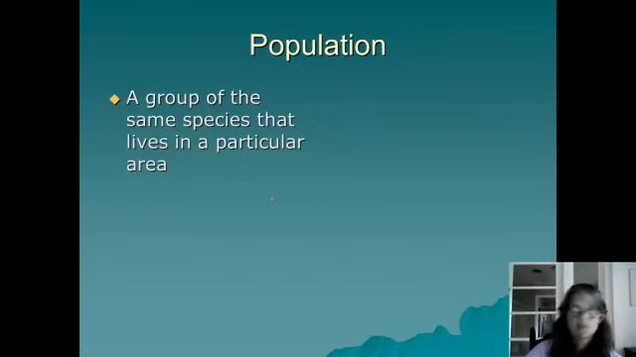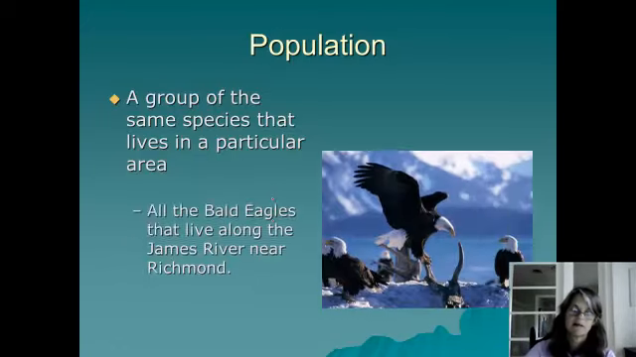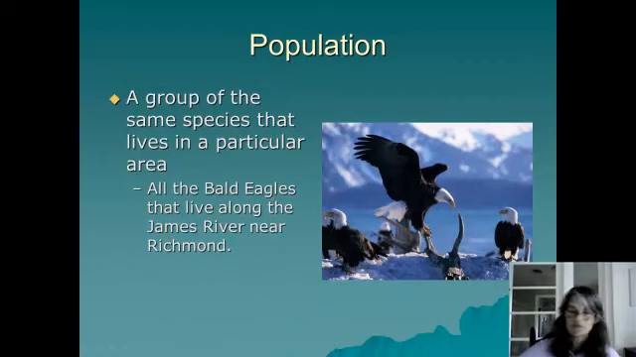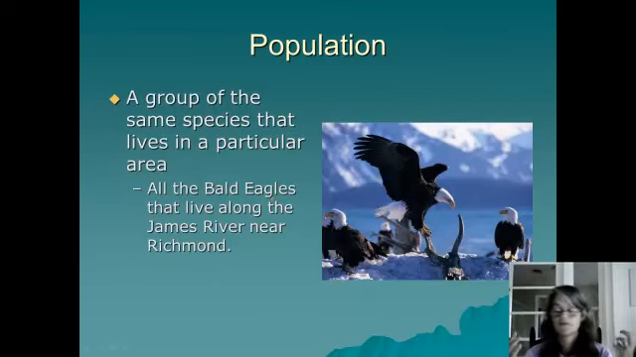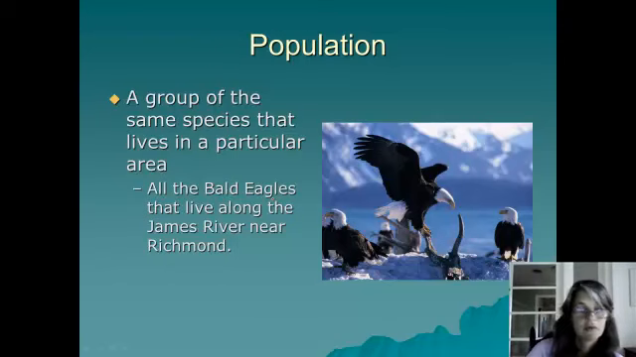Now, a population is a group of the same species that lives in a particular area. So, all the bald eagles that live along the James River near Richmond might be a population of bald eagles, and they would interact with each other, compete with each other for food and nesting sites, interact with each other for breeding purposes, and so on.